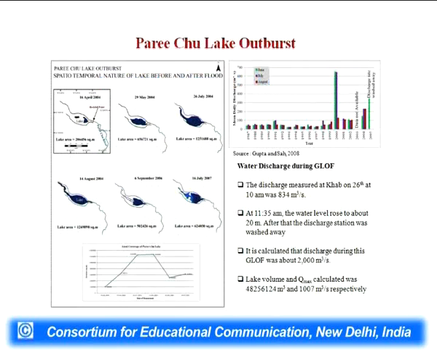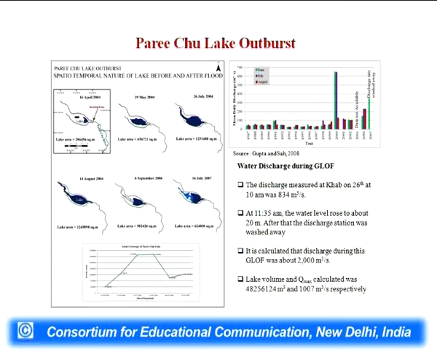Here we will see the change in the volume of the water of this Parichu lake. If we see the Parichu lake outburst, the spatial nature of the lake before and after the flood. On 16th April 2004, the lake was very nominal in size, not very big, and the lake area was like 20 lakhs 6,456 square meter. But on 29 May 2004, the lake area is becoming bigger and bigger, and on 26 July 2004, the lake area is becoming even bigger.